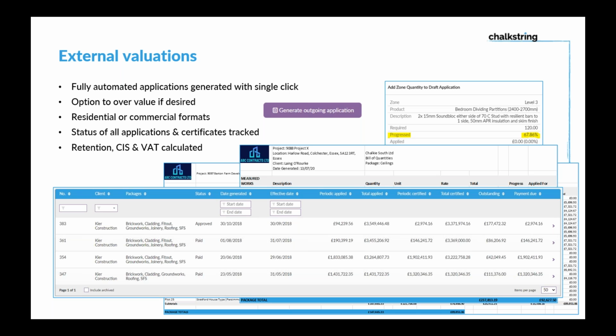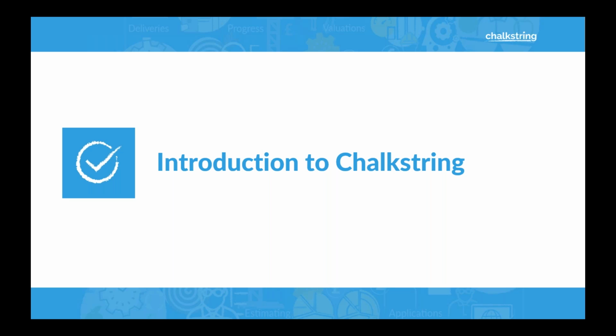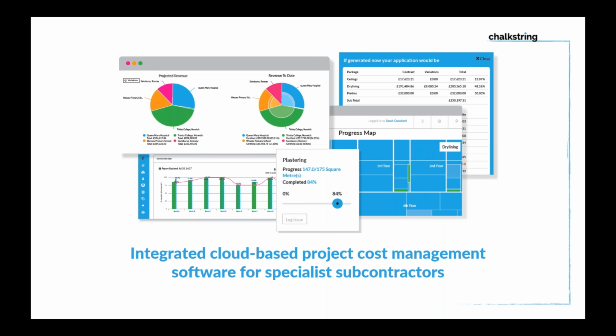And these are the things we will go through in the software. So very briefly, I'm not going to go on in detail about this, but for anyone who doesn't know Chalkstring, it's an integrated project cost management system, and it's built for specialist subcontractors primarily. It's a cloud-based system, so it's all based on Amazon Web Services, so you can host and get hold of the data anytime you want to from anywhere on any device.